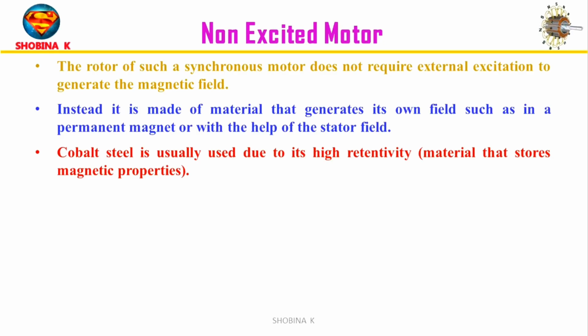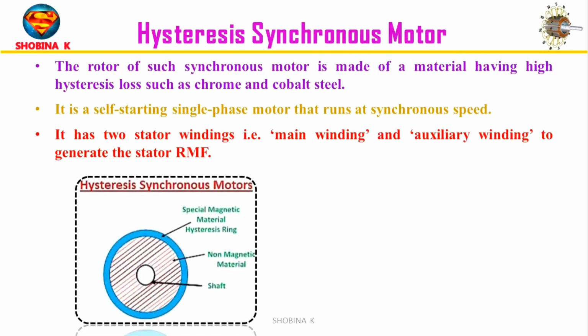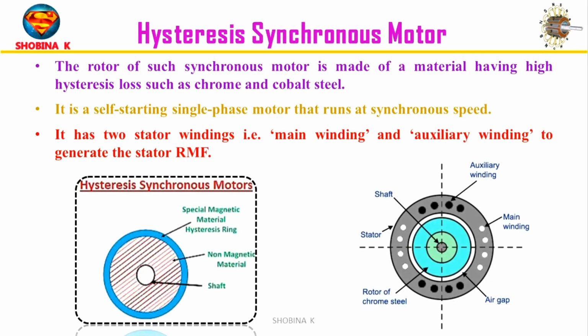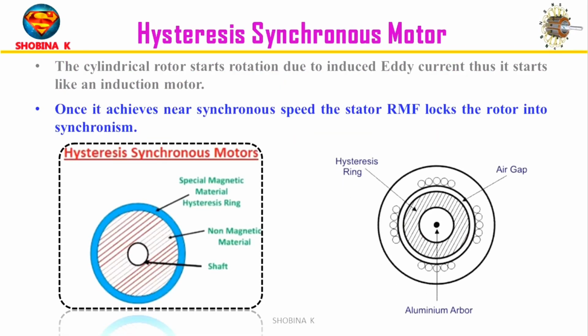The non-excited synchronous motors are available in three designs: hysteresis synchronous motor, reluctance synchronous motor, and permanent magnet synchronous motor. The hysteresis motors are single phase motors. Here the rotor is made up of ferromagnetic material and the rotors have high hysteresis loss property, and these rotors are made up of chrome, cobalt steel or alnico. Hysteresis synchronous motor is a self-starting single phase motor that runs at synchronous speed. It has two stator windings, that is main winding and auxiliary winding, which will generate the stator RMF. The cylindrical rotor starts rotation due to the induced eddy current, that is, it starts like an induction motor. And once it achieves the synchronous speed, the stator RMF locks the rotor into synchronism.